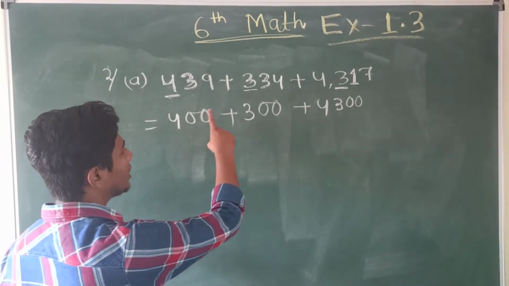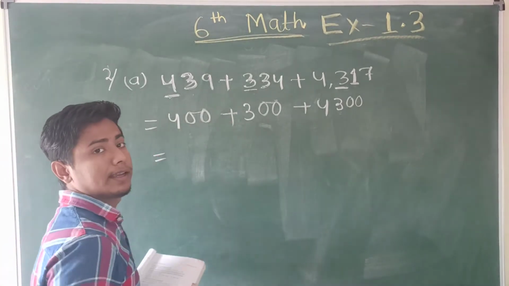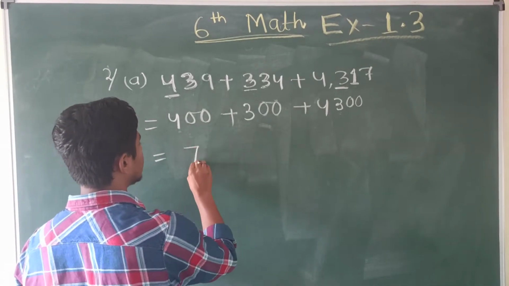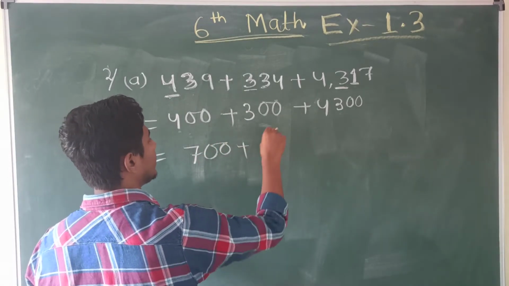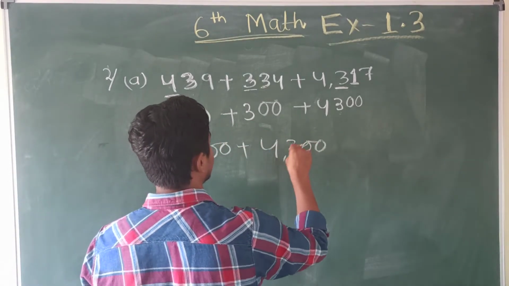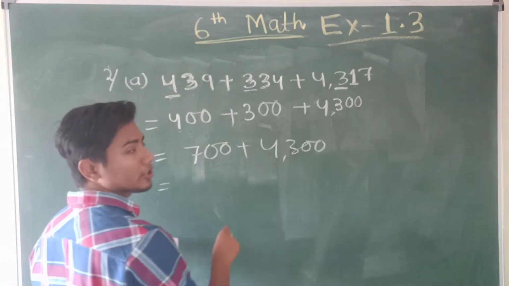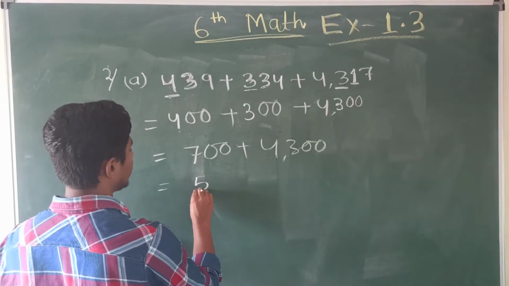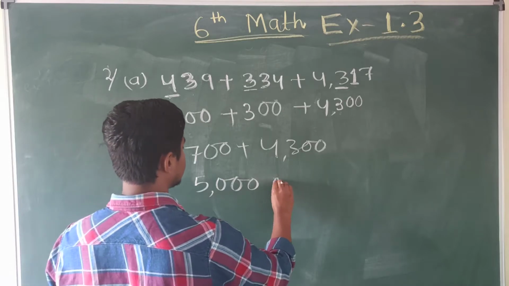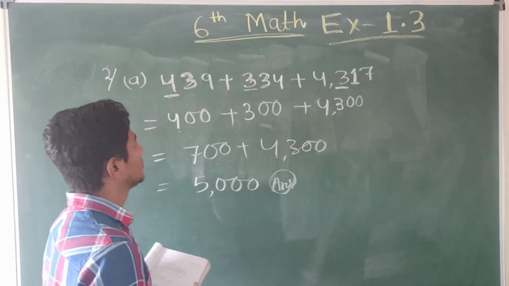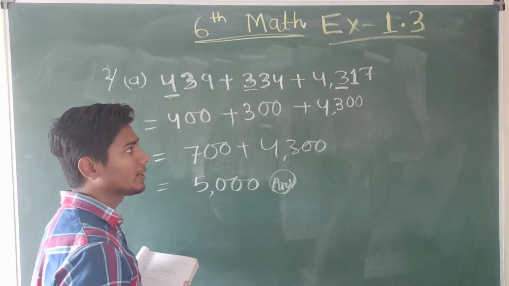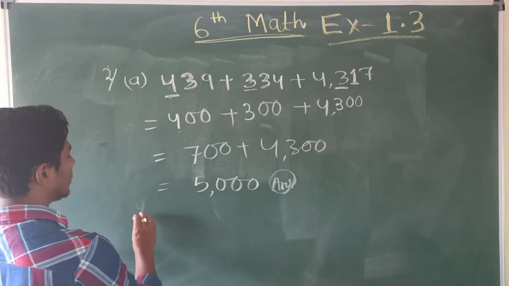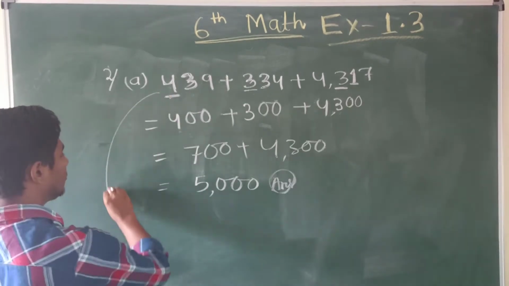Now you add 400 plus 300, which you can easily calculate now. 400 plus 300 is 700. 4 plus 3 is 7. 700. Then 4300. Now 700 plus 4300. 300 plus 700 is 1000. 4000 plus 1000 is 5000. Easy. So first I calculated to the nearest 100 place. Now I calculate to the nearest tens place. Same thing you can do here.